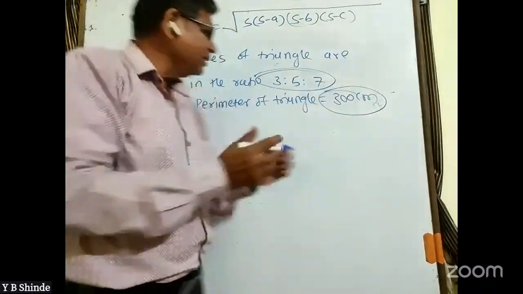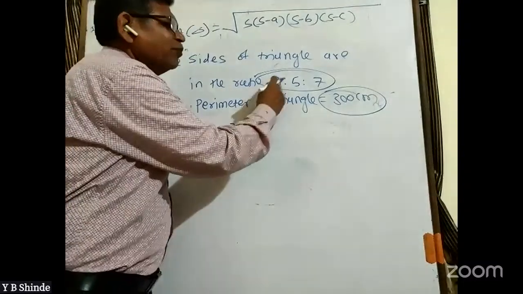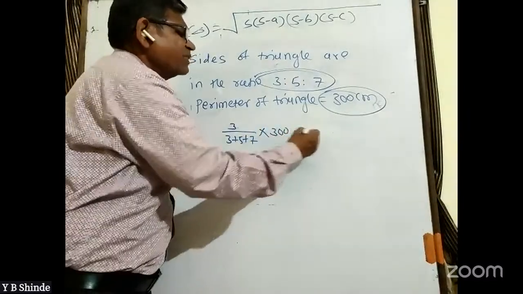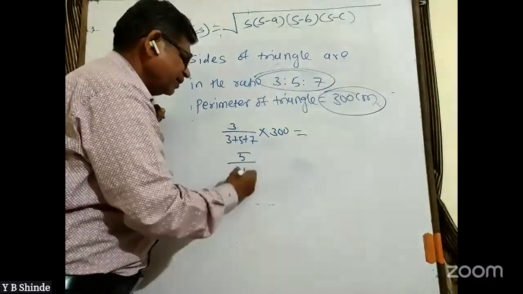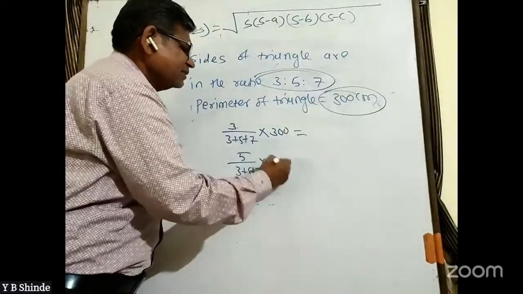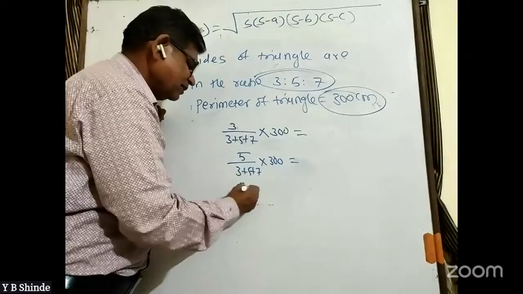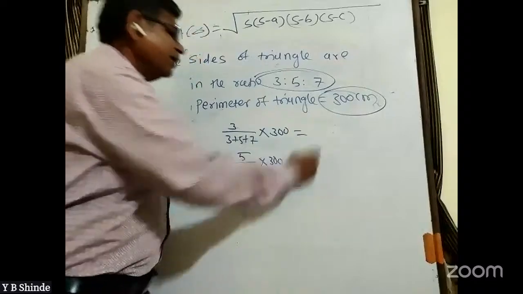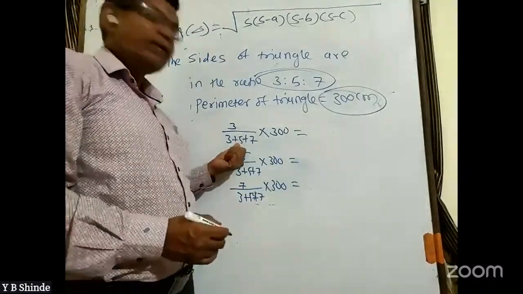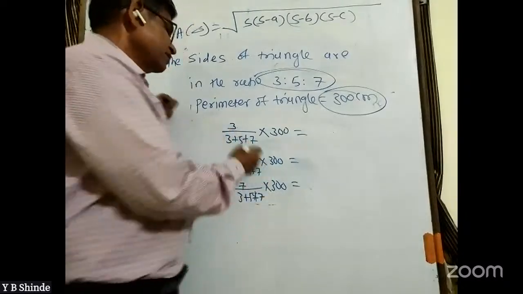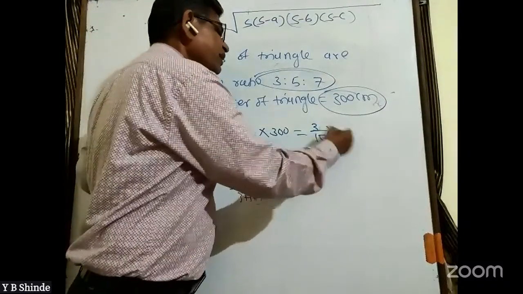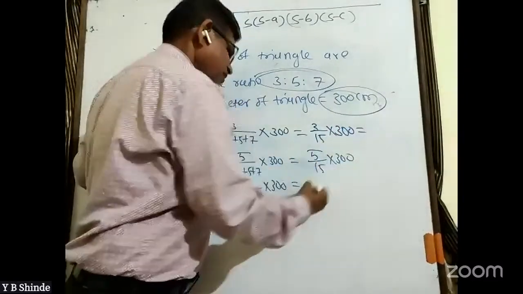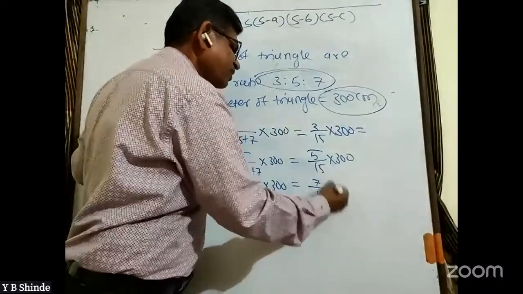Direct method here: 3 upon, what is the sum of 3 plus 5 plus 7, into 300. This is the first side. 5 upon 3 plus 5 plus 7 into 300. This is the second side. And the next, 7 upon 3 plus 5 plus 7 into 300. What is 3 plus 5? 8. 8 plus 7? 15. So it will be 3 upon 15 into 300, 5 upon 15 into 300, and 7 upon 15 into 300.